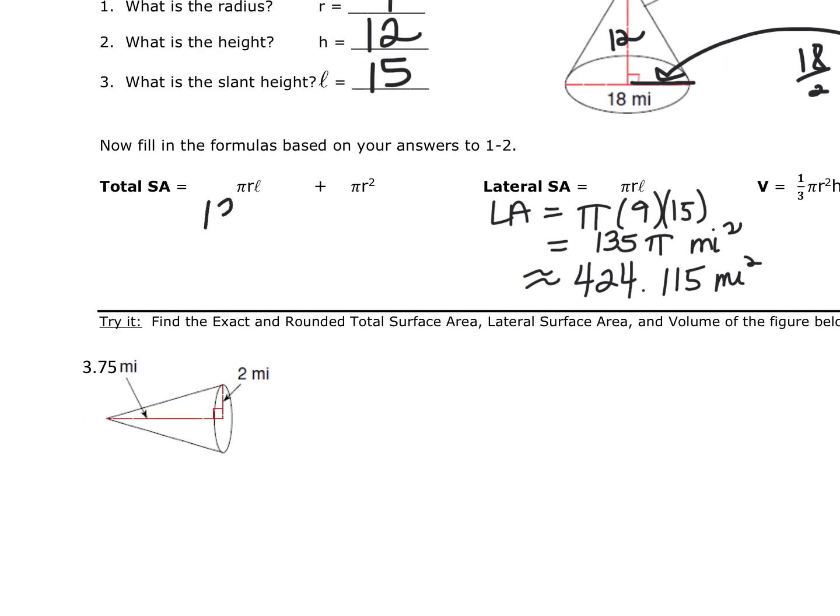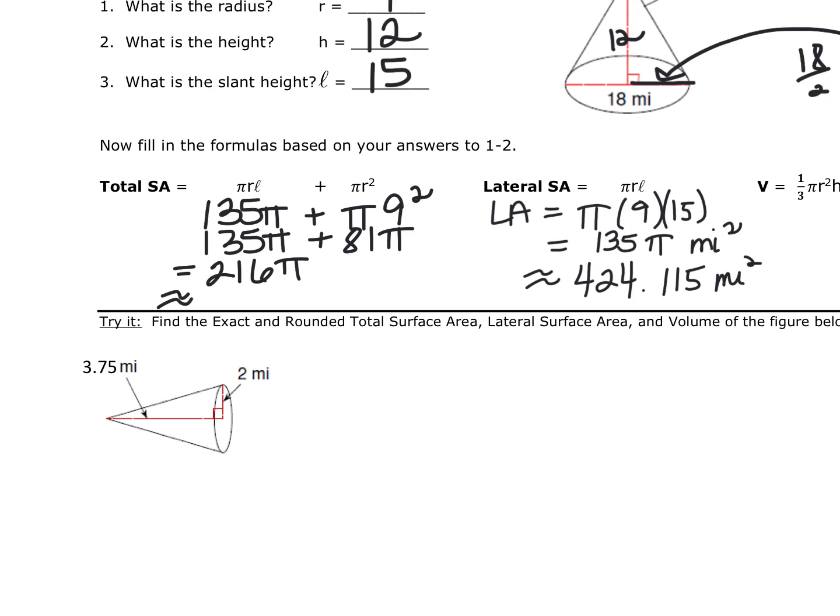All right, so now that we have our lateral area, we're going to put that here, and I'm going to put the exact one, plus pi 9 squared. The radius is 9. And now we add these together. That was 81, and that's 216 pi, which is approximately 678.584. And these are both miles squared.